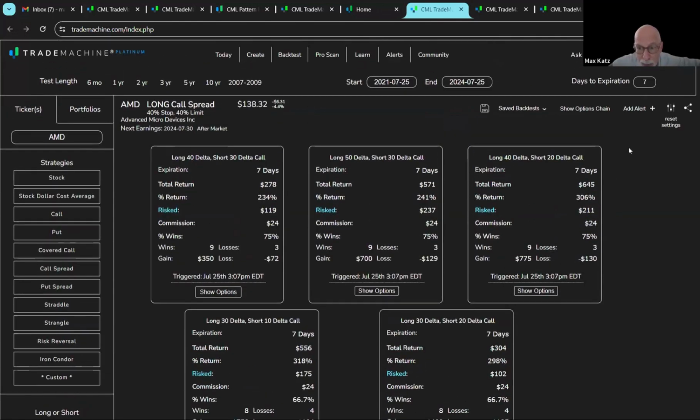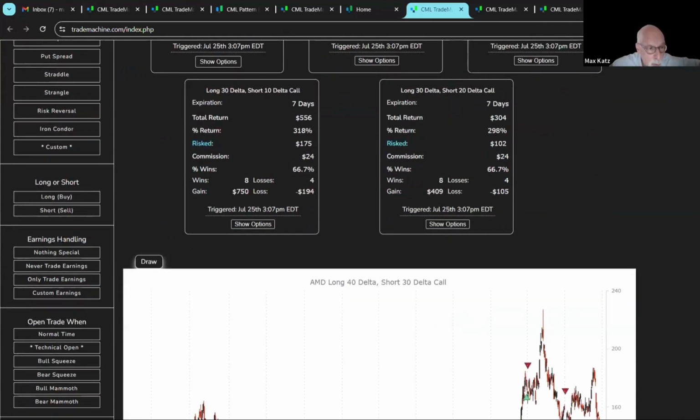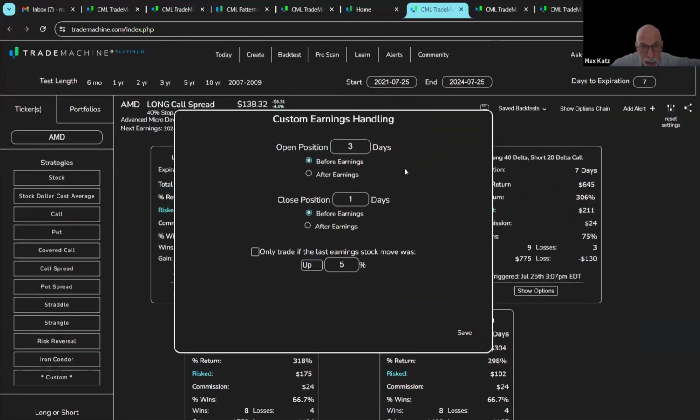But the key point that I wanted to highlight here is that there are no technical conditions, yet there's a back test. So what I want to highlight is you must always look at earnings handling. In this case, there's a custom earnings condition, which is why this alert appeared and it's active. And when you click on custom earnings, you'll see that you open it 3 days before the earnings event. In this case, it's 3 trading days, and you close it 1 day before the earnings event.